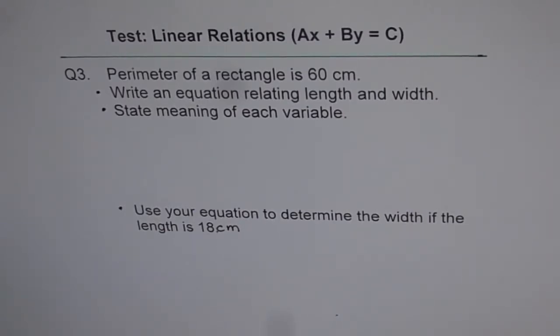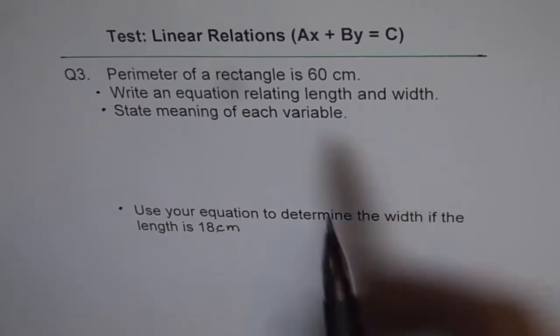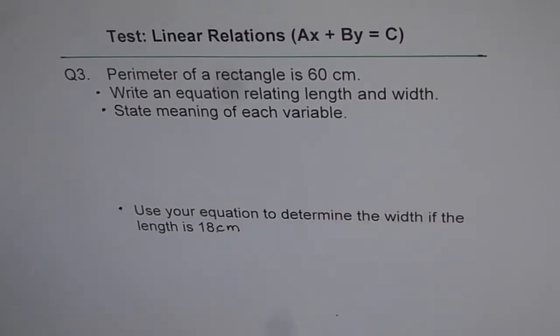As you note, this is also an application of ax plus by equals c. How do we know that? I think by now you must have realized that when we talk about two variables, and if one is not clearly an independent variable, then ax plus by equals c makes sense. What I'm trying to say is, if two variables are so related that we cannot say that one of them is independent of the other, in that case ax plus by equals c makes sense.